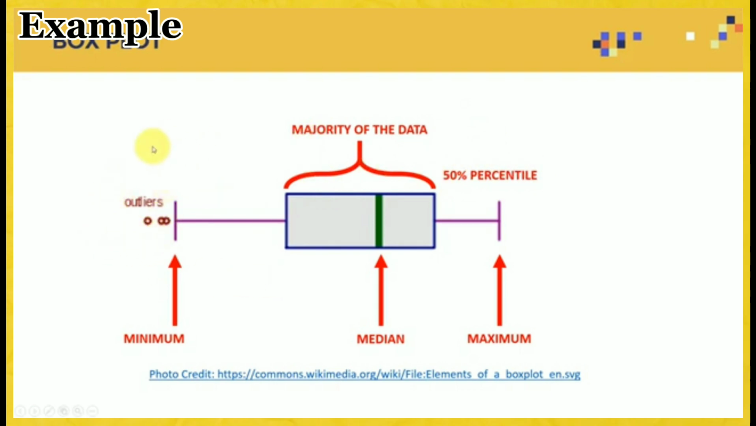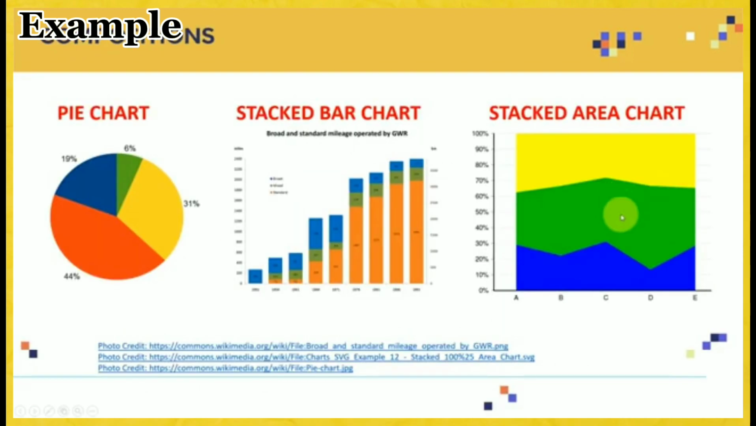These are the outliers that we are going to remove from the data because they screw up the machine learning algorithms. And we're going to see how we're going to use a technique called random cut forest to actually remove the outliers for us as well. All right, what about compositions? We can also visualize data using compositions such as pie chart, stacked bar chart, and stacked area chart.